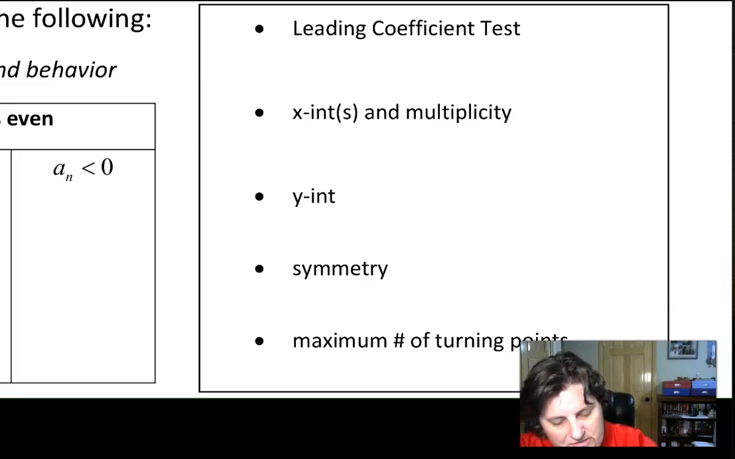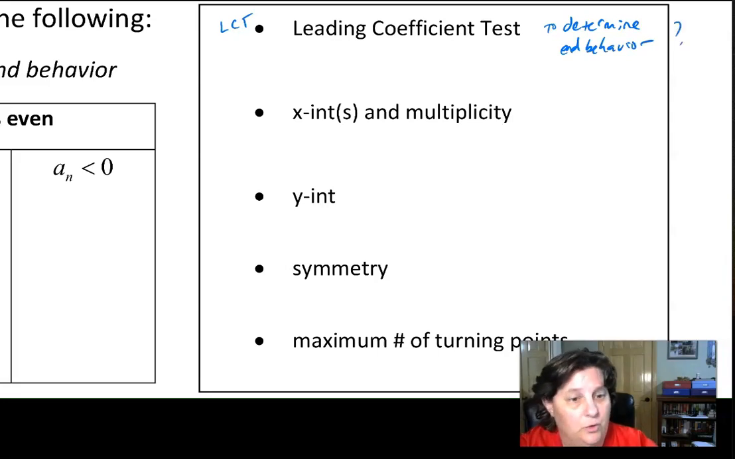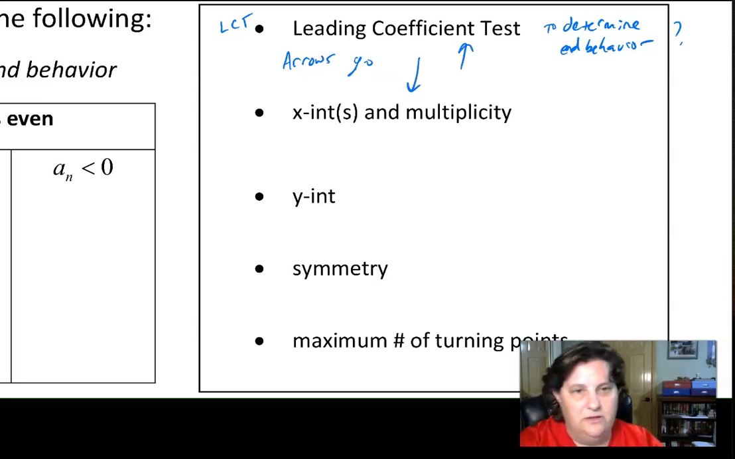Leading coefficient test. Some people abbreviate it LCT, leading coefficient test to determine end behavior. You might be like, what does that mean? We're going to talk about it. The leading coefficient test basically says which way the arrows go, like if my polynomial goes like that or whatever. That's the leading coefficient test. We're going to talk all about it.